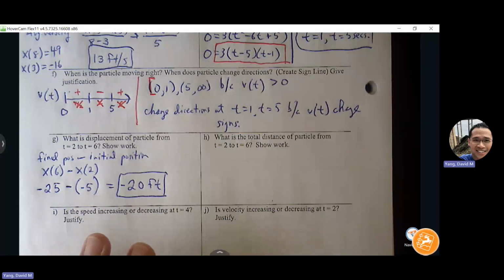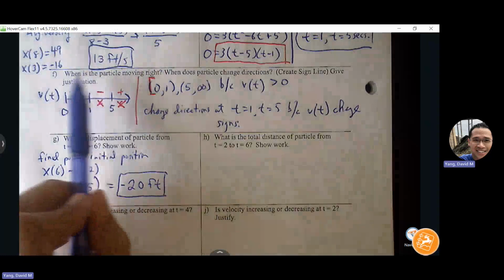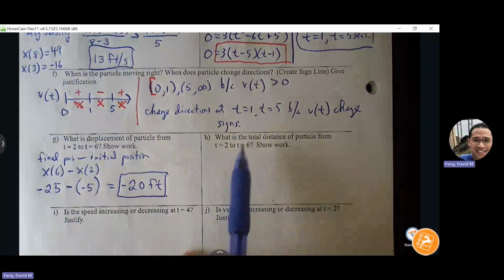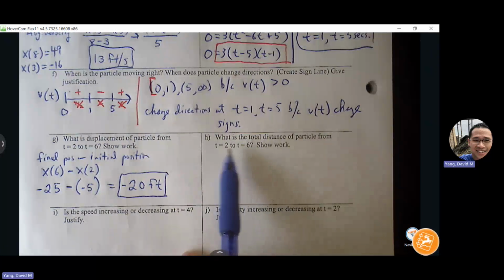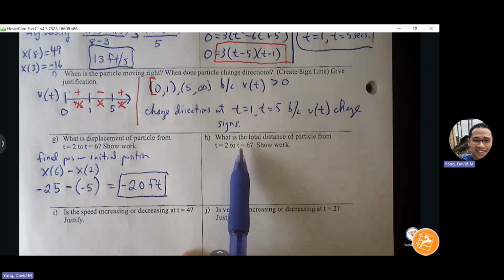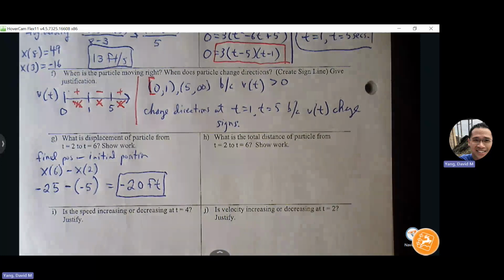Now, total distance requires some additional work. Let me talk about that. It says, what is the total distance from 2 to 6? So when you do total distance, just imagine that you may be changing direction, but you're just counting your steps, right? Every step that you take is a positive value. If you go backwards, you're still counting it as a positive step.